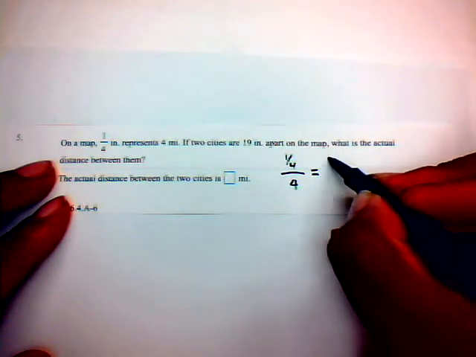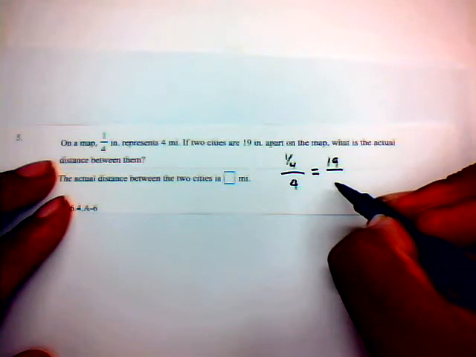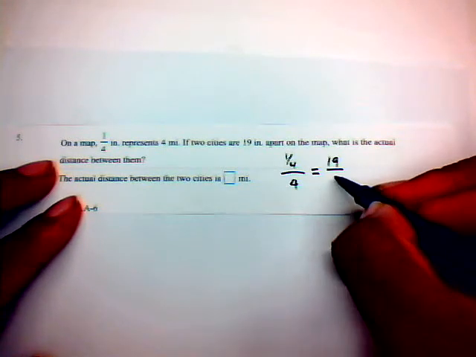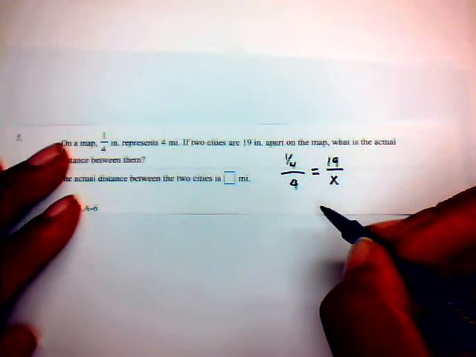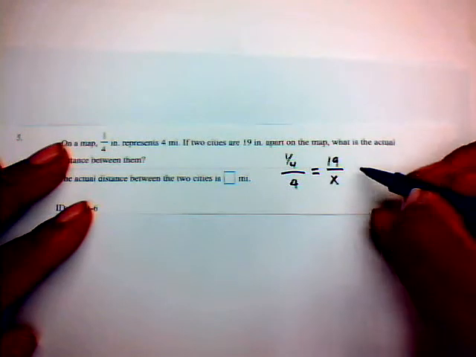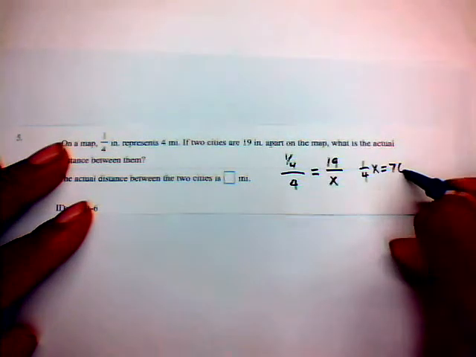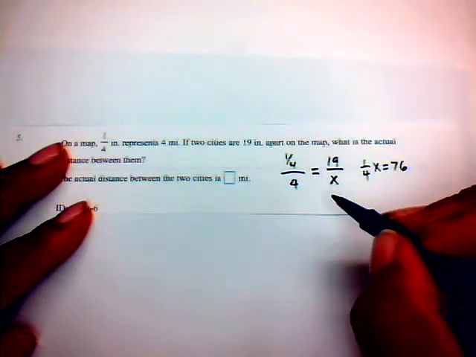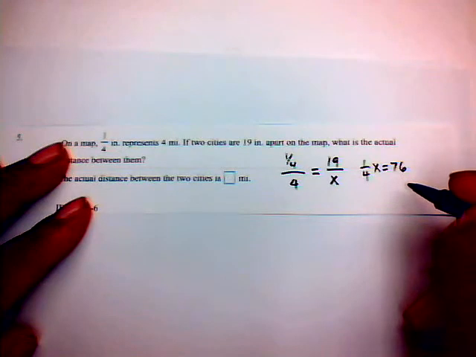They're 19 inches apart, so inches to miles means inches to miles here for this ratio. So we want the actual distance, which is going to be the x going on the bottom. Now, if we do cross multiplication, 1/4 times x is 1/4 x is equal to 19 times 4, that's 76. So 1/4 times x equals 76.